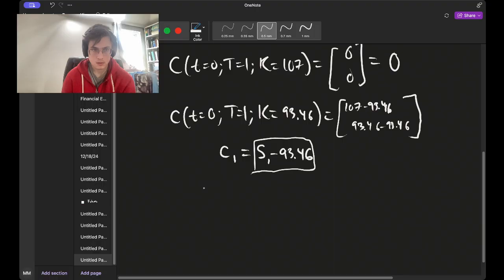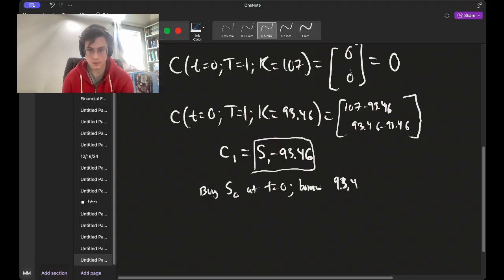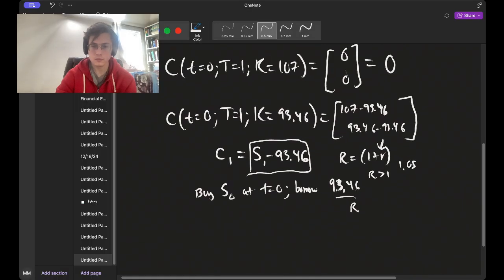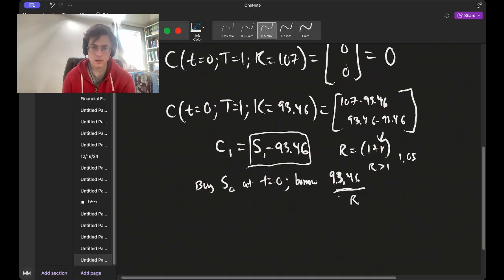you could buy stock. You could buy S0 at t equals 0. So you buy 1 unit of the stock, right? And then you borrow 93.46 divided by R, where R is the interest rate. It's written like this, 1 plus R, where R is our usual understanding of interest rate. R is just the version of it where it's greater than 1, so like 1.05. Okay, so you borrowed this amount of money, and now you've constructed, if it makes sense, a replicating portfolio.